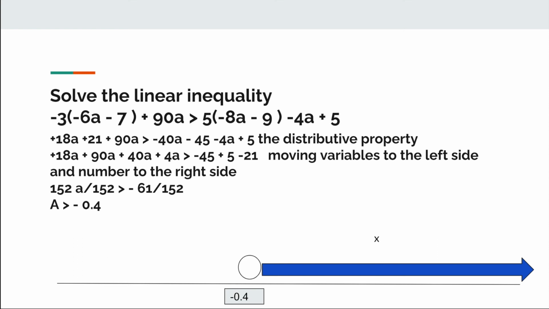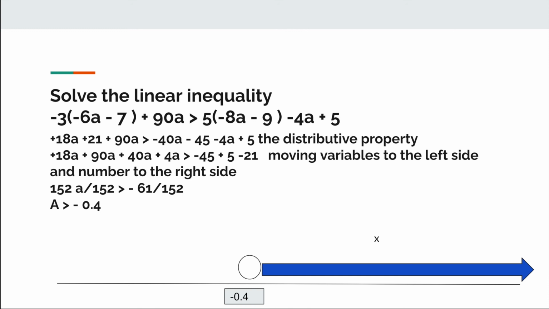Now I would move all the variables to the left side and the numbers to the right side. So 18a stays the same, 90a stays the same, negative 40a, which was on the right, now it's on the left. But I changed the sign. It was negative, it became positive 40a. Minus 4a, which was on the right, I moved it to the left and it became positive. Now greater than stays the same.